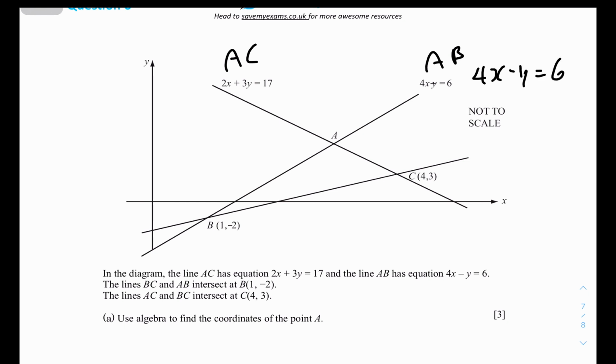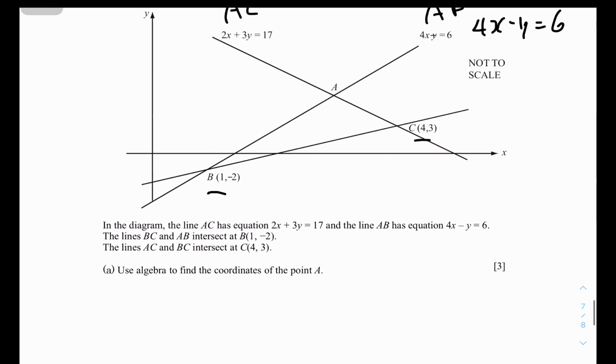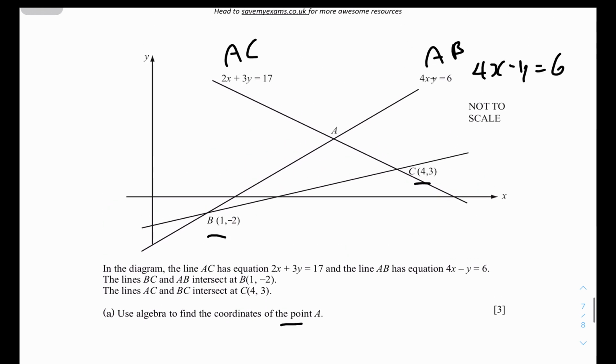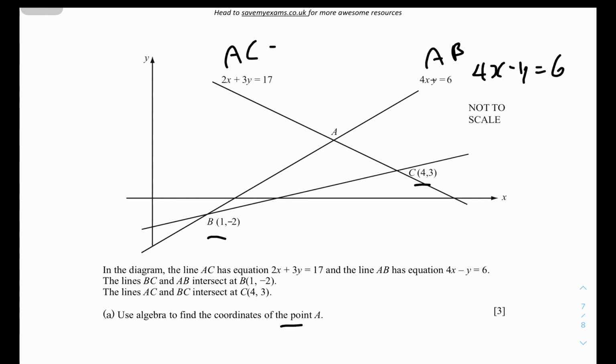And BC intersect AB at (1, -2). Sorry, 1, minus 2. And AC and BC intersect at (4, 3). So use algebra to find the coordinates of point A. So we have two lines right here, AC and AB. They both intersect at point A. So we can focus on these two.